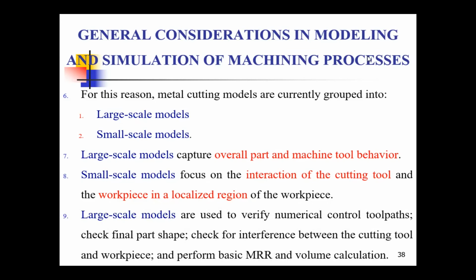So the examples for large scale models are numerical control (NC) toolpath, checking the final shape of the part, the interference between the cutting tool and workpiece, calculating the MRR (material removal rate), and volume calculations. All these things will be carried out in the large scale models.